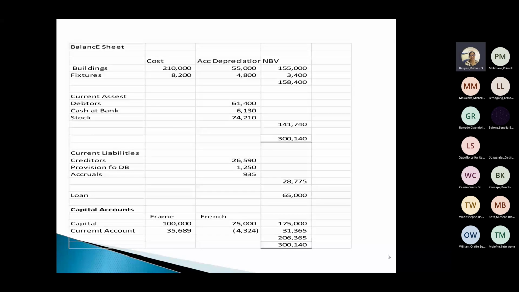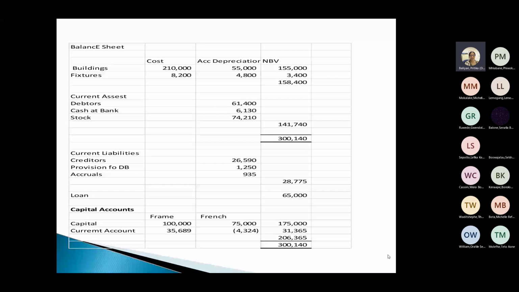Fixtures: the cost of the fixtures is 8,200. Total depreciation is 4,800, so the net book value is 3,400. Then the current assets. They have debtors, cash at bank, and the closing stock, which is given in the question. Then you write debtors, cash at bank, and the stock, which makes a total of 141. We subtract the current liabilities, and then the capital accounts.